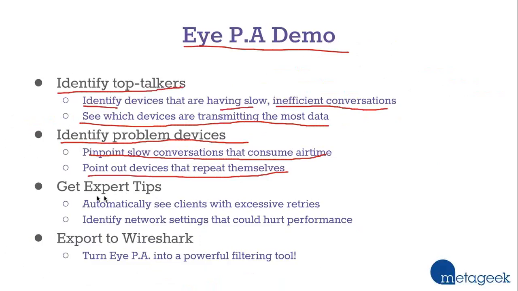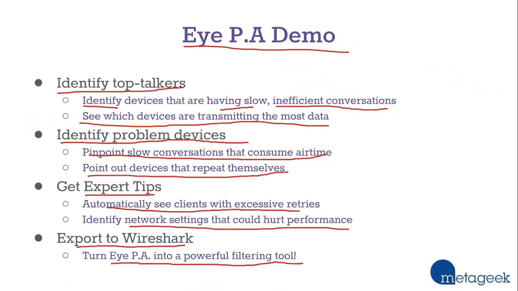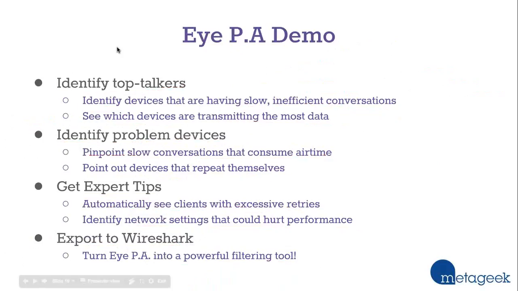We can also get expert tips. IPA has a powerful expert tip engine in it, which automatically shows us client devices that have excessive retry rates, ones that are repeating themselves constantly, and we can identify network settings that can hurt performance. You can also export to Wireshark. IPA has amazing, easy-to-use, and powerful filtering tools that you can use, and then you can export that data to Wireshark for deeper analysis. So with that, let's go ahead and switch over.